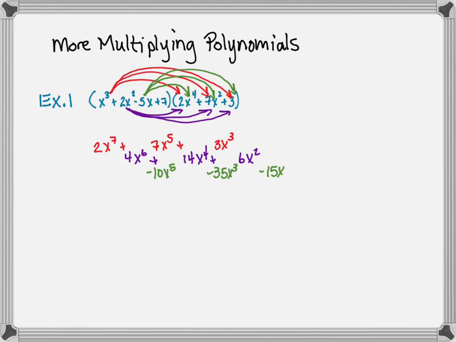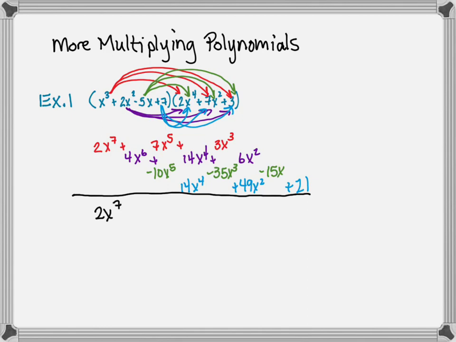Okay, so now my last term to multiply by is 7. 7 times 2x to the fourth is 14x to the fourth. 7 times 7x squared is 49x squared. And 7 times 3 is 21. Now I'll combine my like terms, and they should be lining up underneath each other.